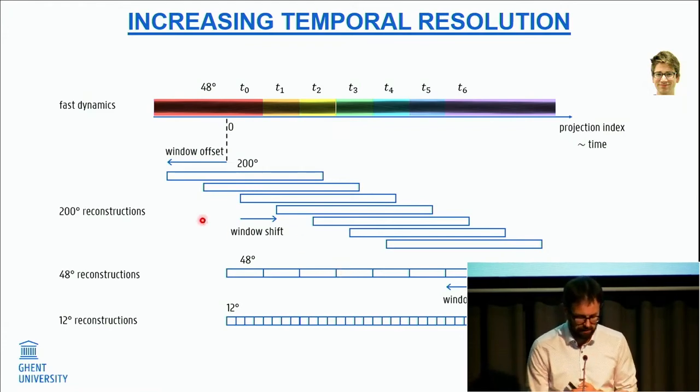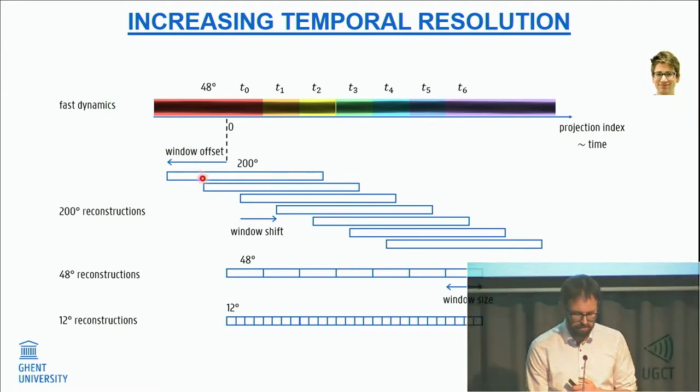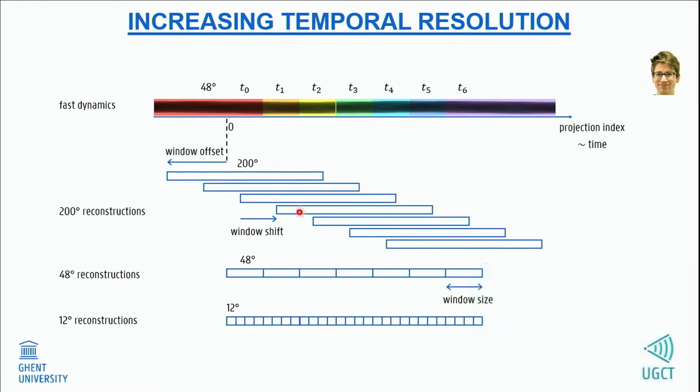So you can increase your temporal resolution by just having a window shift. I do a reconstruction here, I do a next reconstruction only 50 degrees further, and another one. But still you have a large window of about 200 degrees of data that you have to reconstruct, in which you can get motion artifacts.